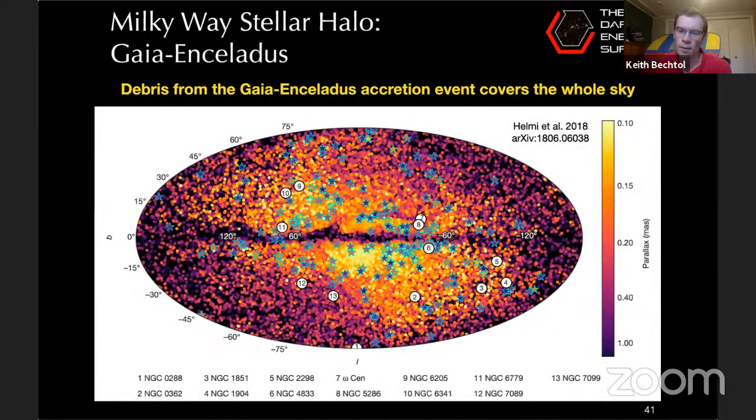So again, if this event happened, some of the authors are referring to this as the Gaia-Enceladus accretion event, you would expect that there'd be this distribution of the debris of this merger event that's now distributed across the whole sky. So again, this is a really interesting, provocative hypothesis about the formation of the Milky Way.